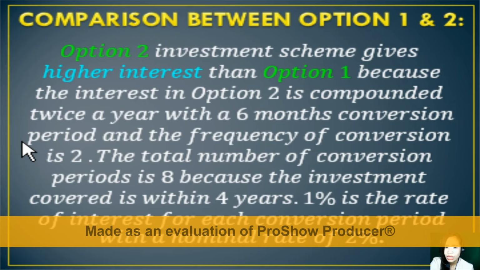Why? Because in a year, there are 2 conversion periods, that is 6 months in each. Therefore, 2 is the frequency of conversion period. The total number of conversion periods is 8 because it's within 4 years. 4 times 2 is 8. The investment covered is within 4 years. 1% is the rate of interest for each conversion period with a nominal rate of 2%.